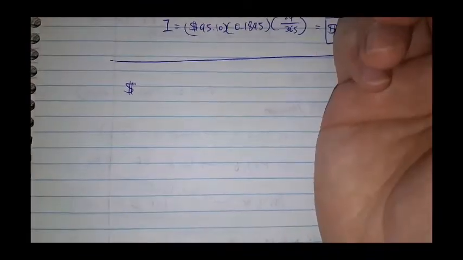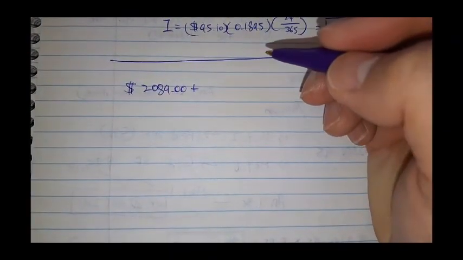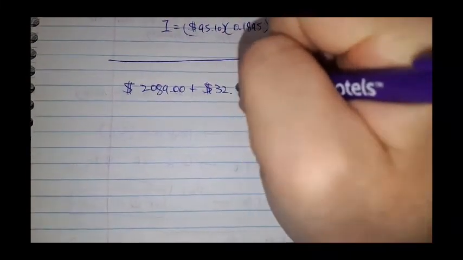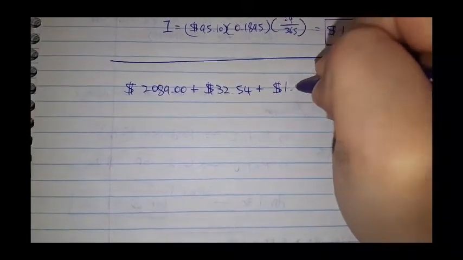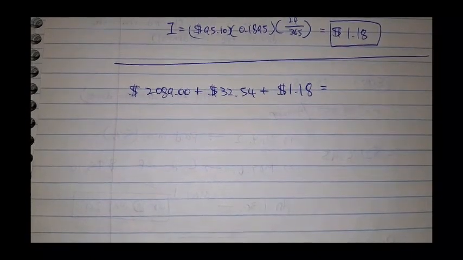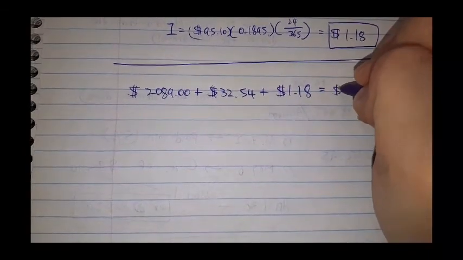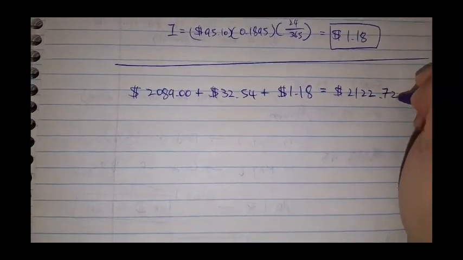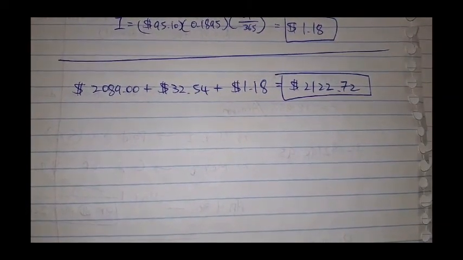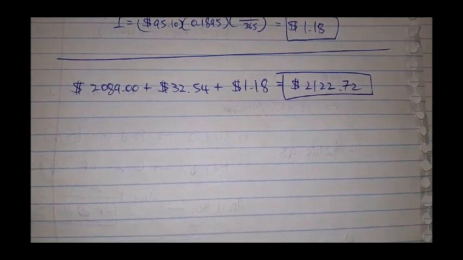First of all, after the minimum payment, she had 2089.00. You can find it from the previous page. Plus 32.54, plus $1.18, everything adding up. 2089.00 plus 32.54 plus 1.18 gives me 2122.72 as the total payment. Well, not yours, sorry, Daphne's total payment.